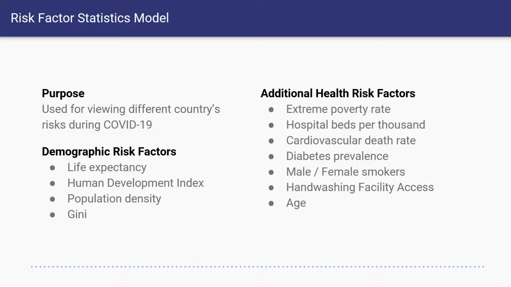The risk factor statistics model is what we use to look at each country's different types of risks due to COVID-19. We felt that risk factors were relevant to this project because people in different countries experience different symptoms and strains of the coronavirus. We analyzed life expectancy, human development index, population density, and Gini.